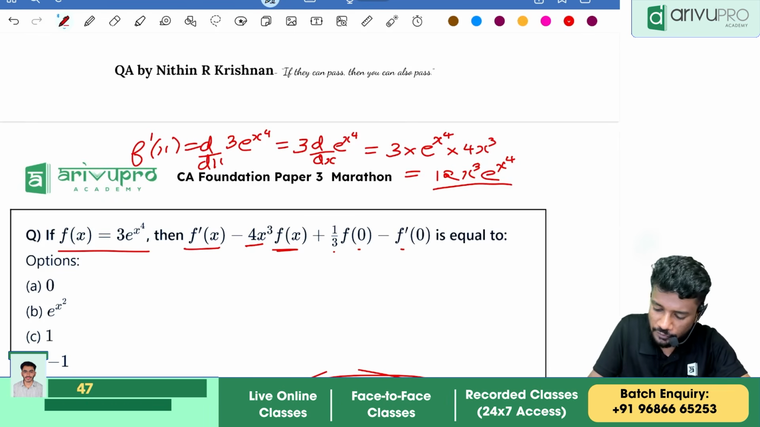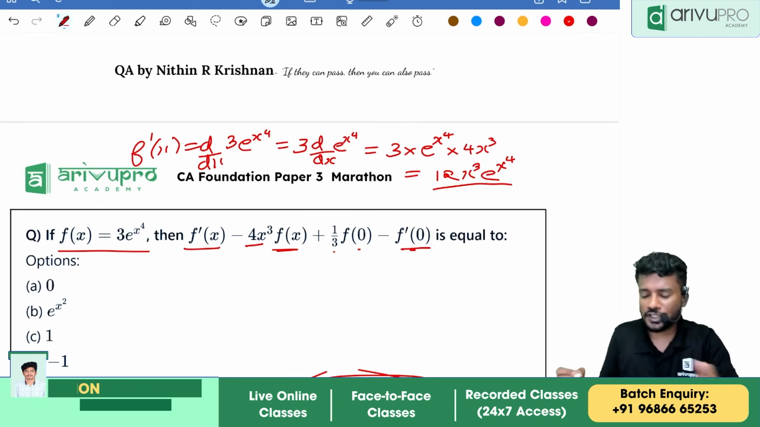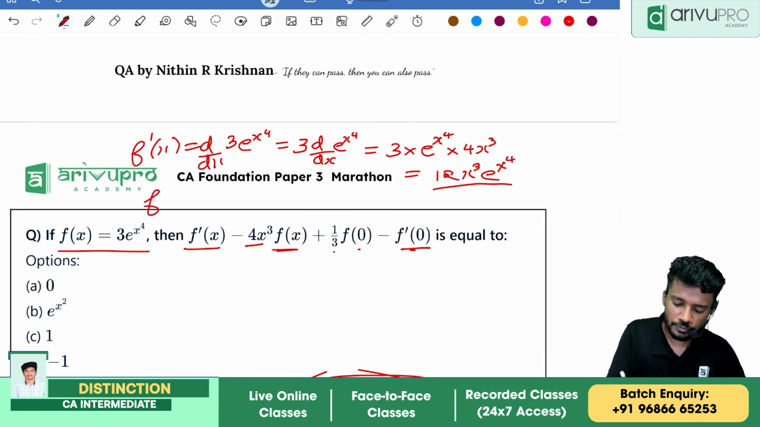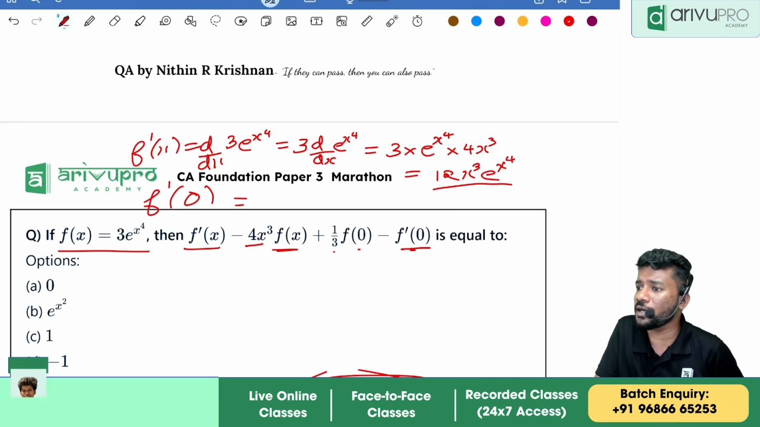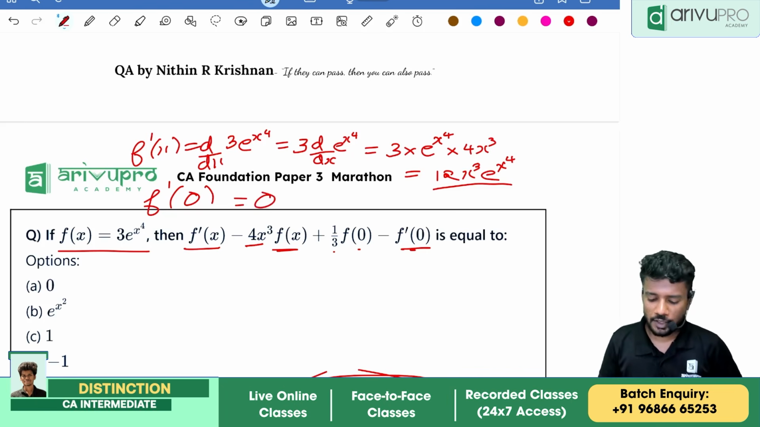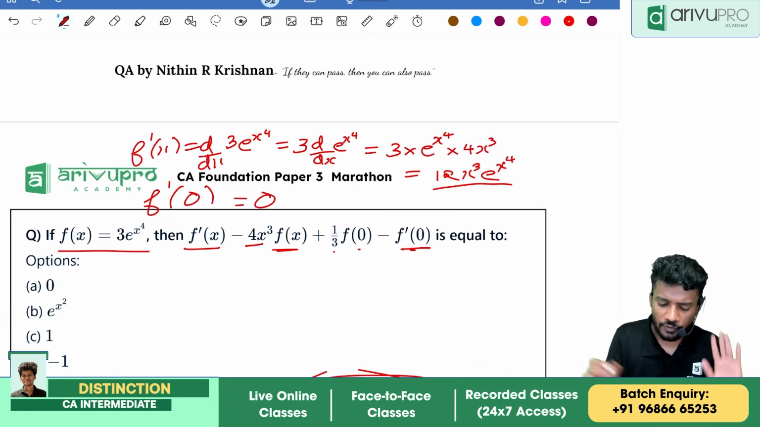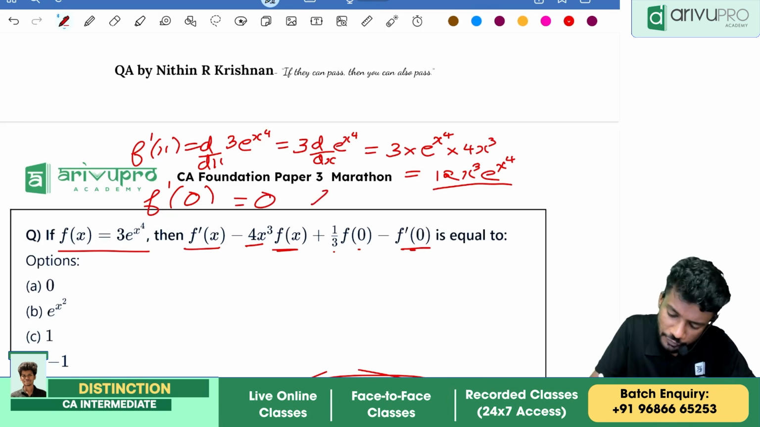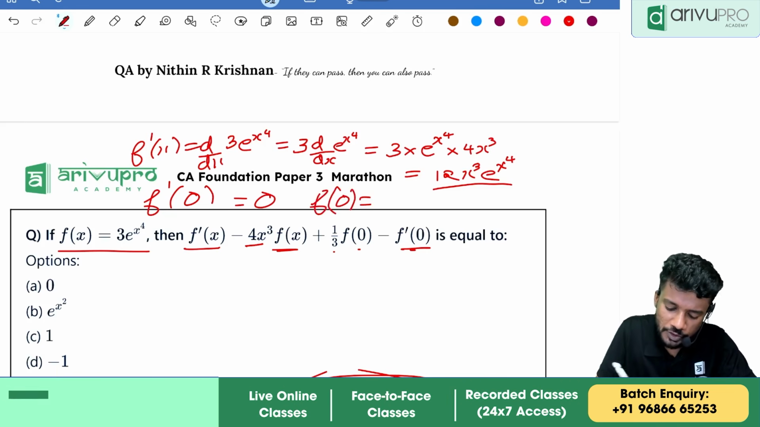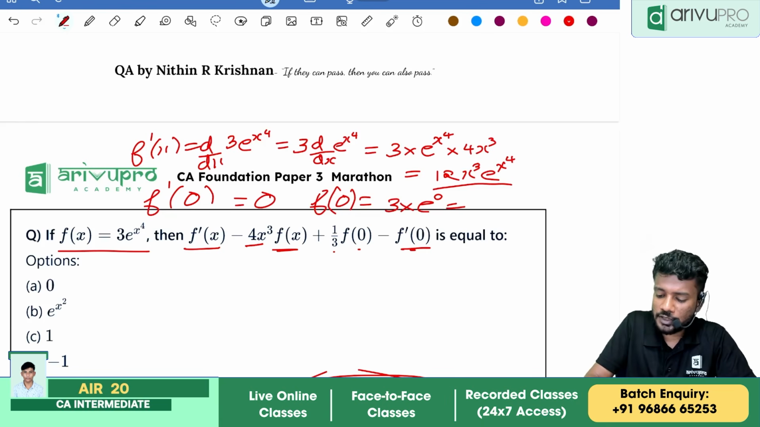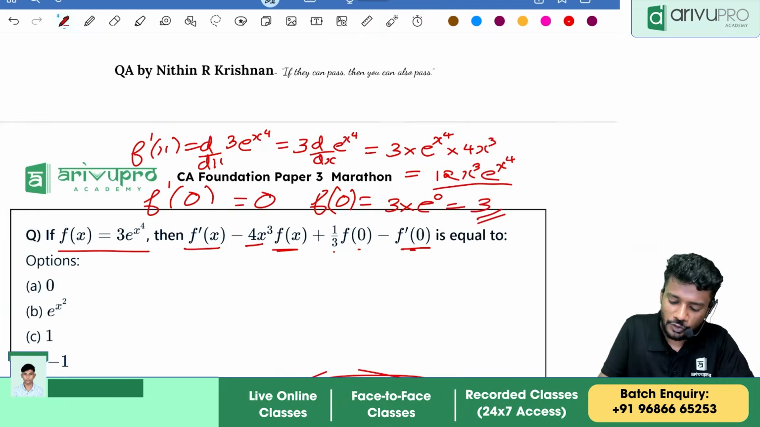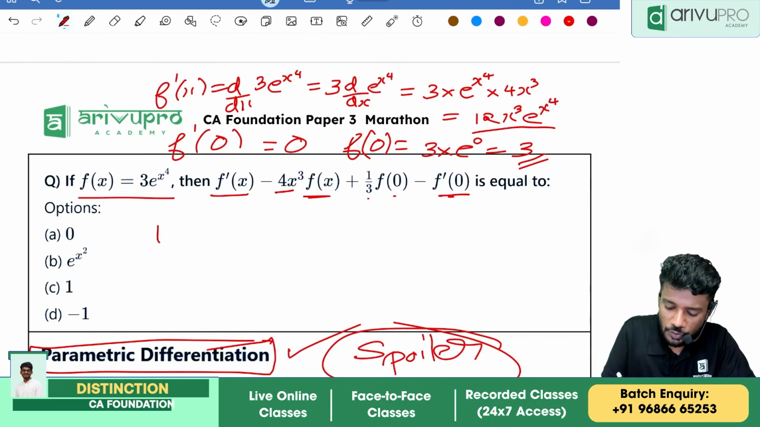Then they want what? The f dash of 0 also we want. F dash of 0 will be how much? You tell me. F dash of 0 will be, anyway x is there in the product side. So 0 into any number is what? 0. Then f of x is already given. So we will substitute. Yeah, f of 0 also we will find. F of 0 is how much? That is 3 into e raised to 0 raised to 4. How much is it? 3. Now you substitute everything, get me the answer.